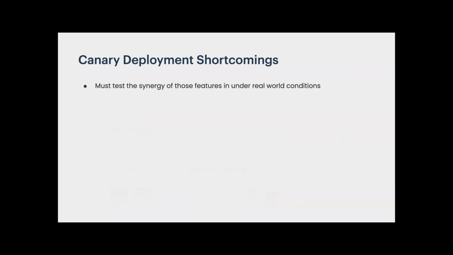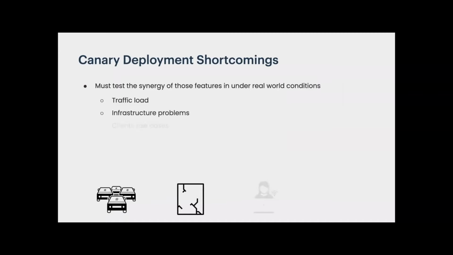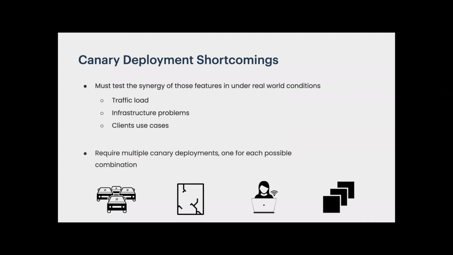Ultimately, testing the synergy of those features in a production environment is the only way to ensure they function correctly under real-world conditions, such as high traffic load, infrastructure problems, and unaccounted client use cases. To experiment with the possible combinations requires multiple deployments and infrastructure for hosting those deployments, which increases deployment cost and complexity. With Healthbar's limited resources, the developers need another deployment strategy to integrate those features with a single deployment.